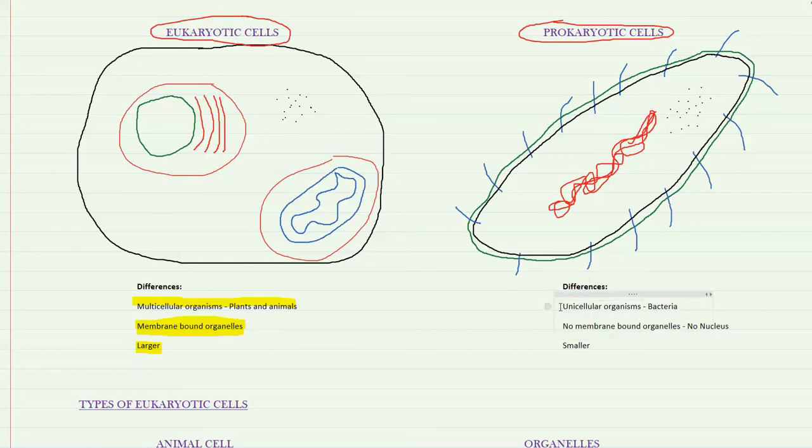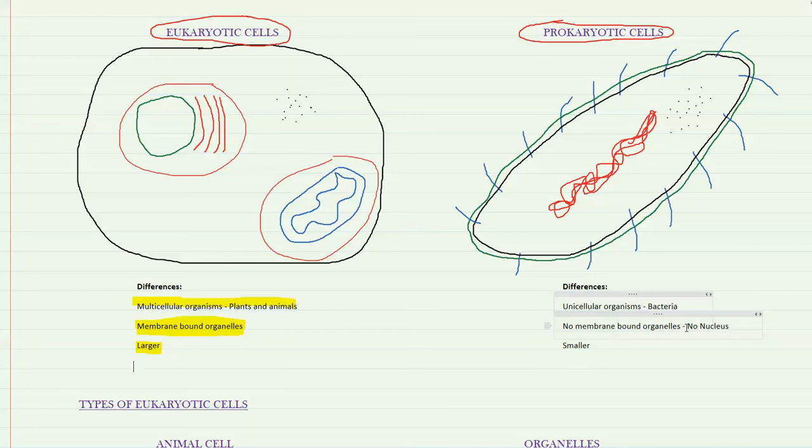Main differences: they're used by unicellular organisms, so things like bacteria. So if you're an organism that is one cell only, then generally you will always be a prokaryotic type cell. Okay, they have no membrane-bound organelles, which means they have no nucleus. There are lots of organelles, or little organs, inside of eukaryotic cells we're going to talk about today. Prokaryotic cells have none of those.